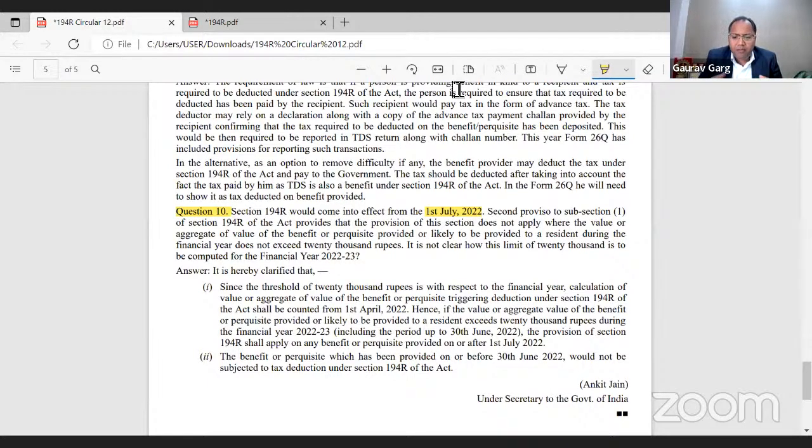However, for the purpose of limit, whatever the benefit we have provided even before 1st July 2022, but after 1st April 2022, needs to be added to compute the threshold limit. And if the total benefit is more than 20,000, then whatever the excess you are giving, on that same TDS would be applicable. Any question on question number 10? If you need any clarity on question number 10, we can discuss, or we can move to question number 5, which is on valuation.